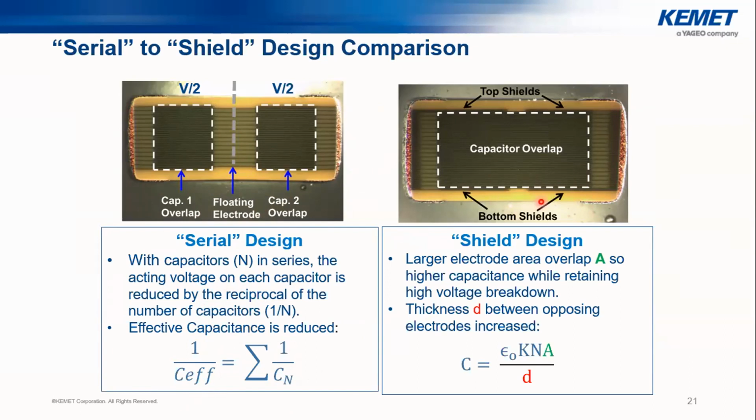But in the shell design, we can still keep a large area of overlap between the layers, so we don't compromise the area, but we also increase the thickness between the layers, which can decrease the capacitance a little bit, and gives higher reliability when it comes to arcing. Still, this can provide us higher capacitance in the same area compared to the serial design.